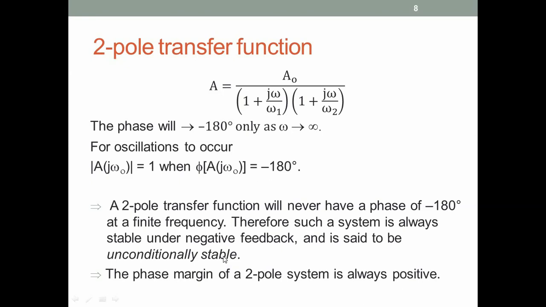So incidentally, instability means a system oscillates. Under negative feedback, when it oscillates, one says that it's an unstable system. So a two-pole system is unconditionally stable. It never oscillates. In other words, in terms of phase margin, we'll keep referring to phase margin. The phase margin of a two-pole system is always positive, right? Because the phase margin is the actual phase plus 180 degrees. And this is always not quite minus 180 degrees. It may be minus 179 or minus 135. So plus 180 is always positive.